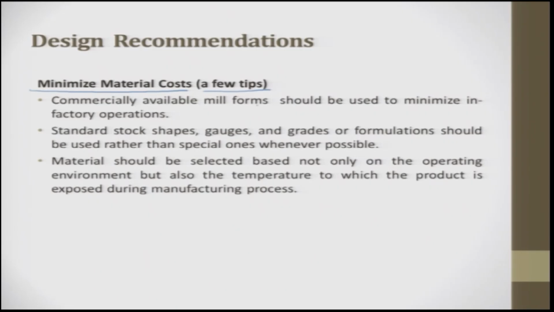Commercially available mill forms should be used to minimize in-factory operations. Basically, what we are trying to say is you go to the market, find out whatever is very easily available, choose those materials, come back, tweak your design a little bit and make sure that it meets the customer requirement. If you use a commercially available one, then the success of your product is going to be very high, and the cost of your product is going to be low.